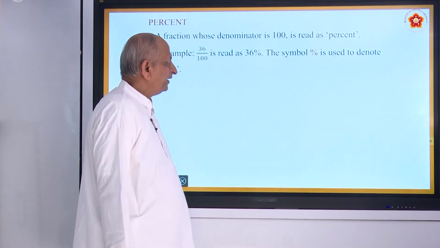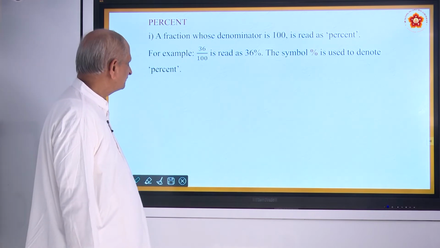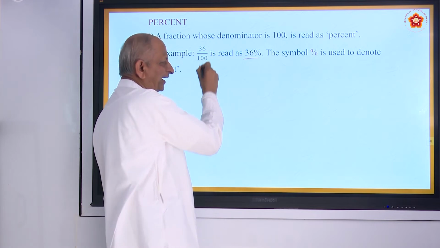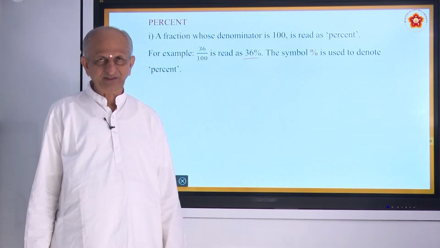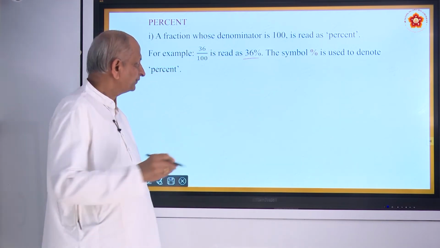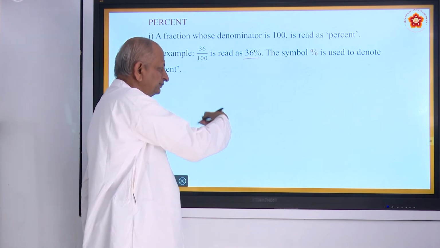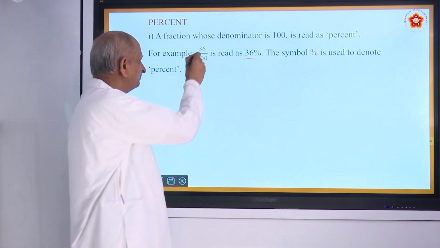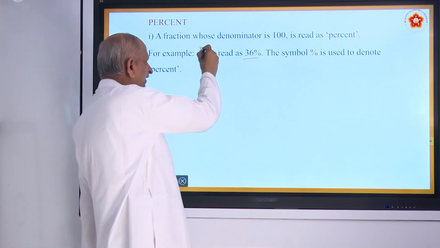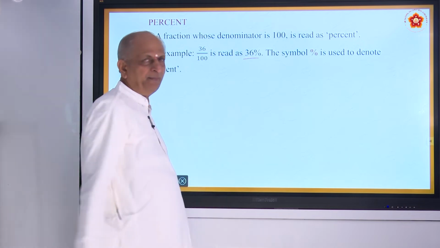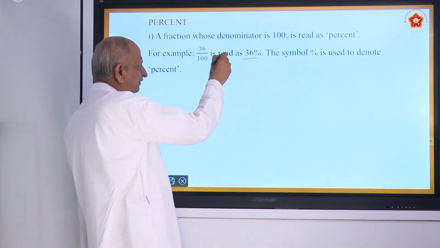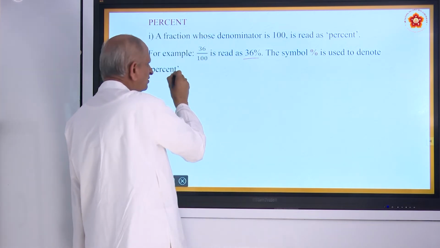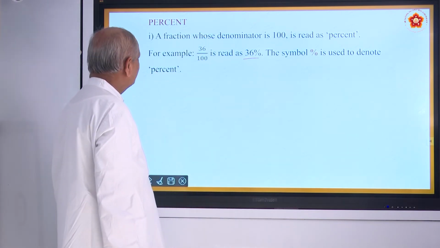A fraction whose denominator is 100 is read as percent. For example, 36 by 100 is read as 36%. So this is called fraction form. What is a fraction? It is a part of a whole. So here an article or whatever it is is divided into 100 parts, out of which 36 parts are taken. This we call the numerator. This we call the denominator. And while writing, we write it as 36%. The symbol percent is used to denote the percentage. Okay.